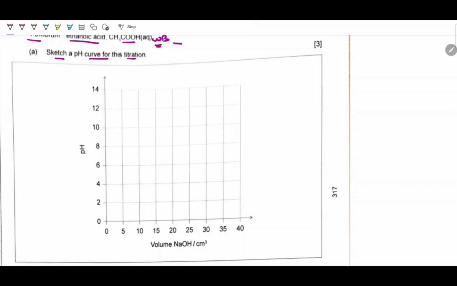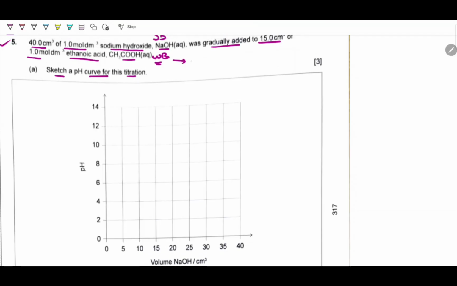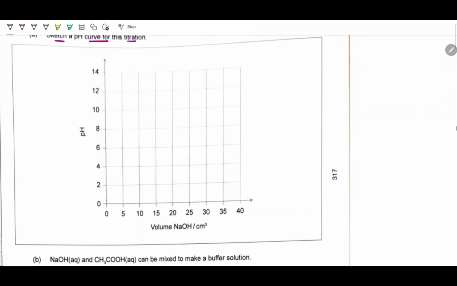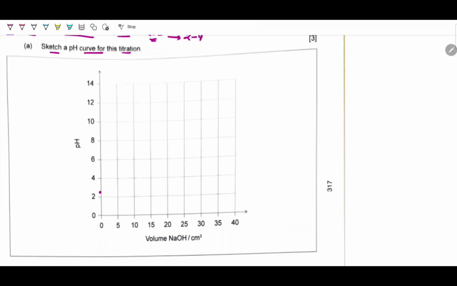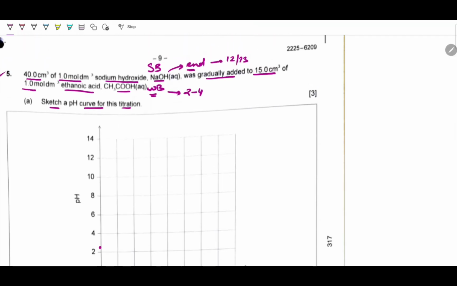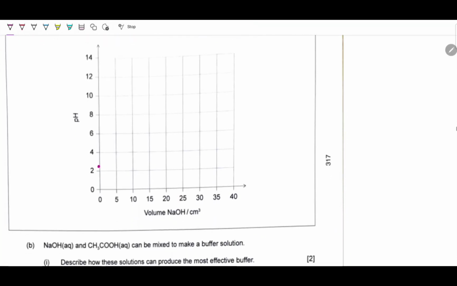Okay. Since the acid is weak, its pH curve should start around 2 to 4. So I can start around 2, or between 2 and 3, I can start around this point. Okay. And since the base is strong, it should end around 12 to 13, flattening around 12 to 13. Why? Because the pH of 1 mole per dm3 base should be around 13. So it should flatten around 13. Okay, these are the 2 pointers.